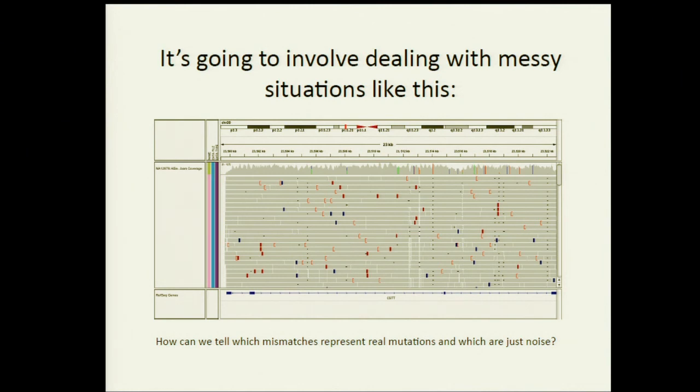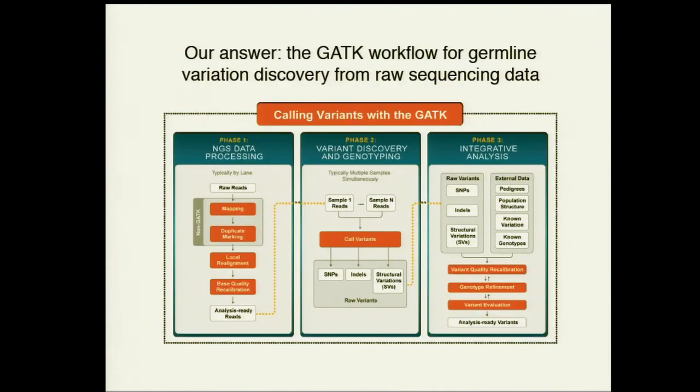So a lot of these could be real SNPs. A lot of them could be not real SNPs. How much of this stuff is actually error, and how much of it represents real variation? Well, that's what the GATK does. We try to weed out the error and find the true variance from your samples. Okay? And this is what this pipeline is.